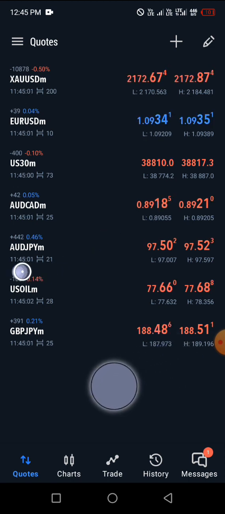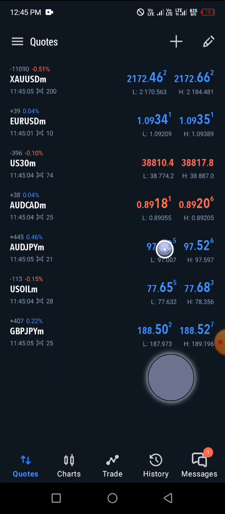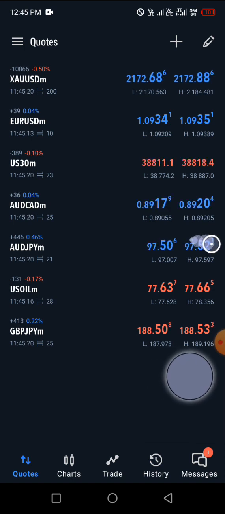Now we have the JPY pairs. Here we have the AUD/JPY, you can see it here. This is the second decimal and the first decimal number, which is the 50, and the second decimal number, which is the 0. So the calculation of pips starts from the second decimal number, and this one is actually the pipette. So we neglect the pipette.